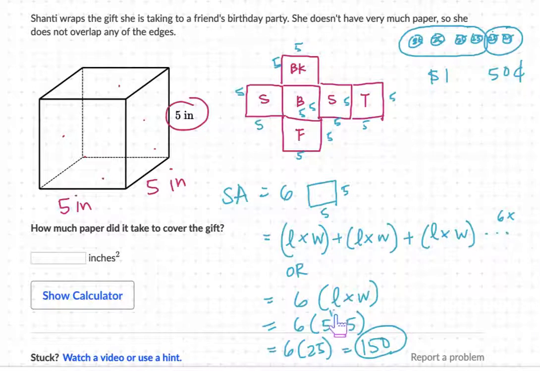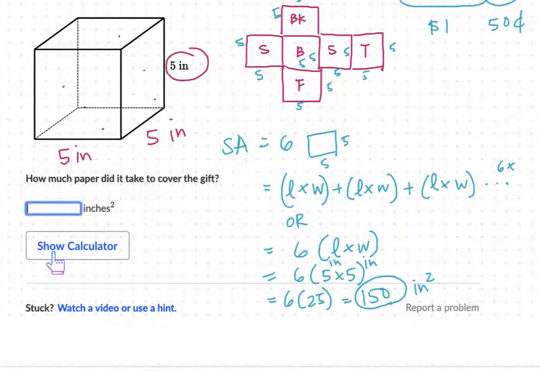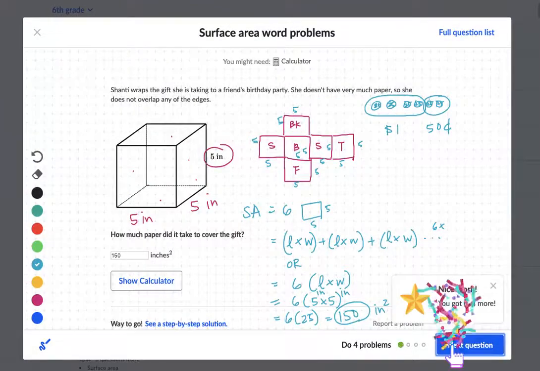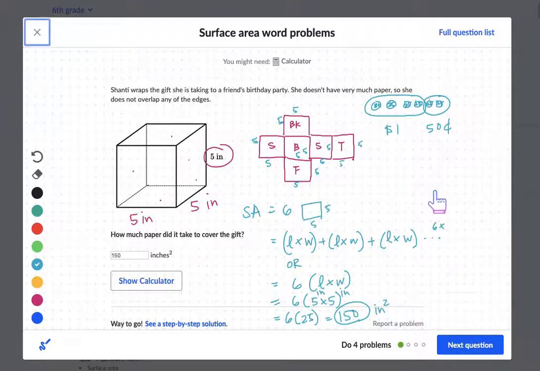So our answer is 150, and then this length and this width had inches. So it's 5 inches times 5 inches. So that's going to give us inches squared, because there's only 2 dimensions here, length and width. So this answer is 150 inches squared. That's how much wrapping paper she needed. 150 inches squared. Now, if she didn't have that much, then she's kind of out of luck, but usually by the end you have at least that much. Hopefully you got that answer correct. We're going to do one more.